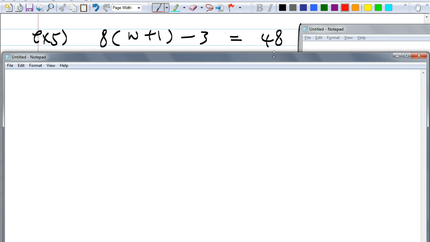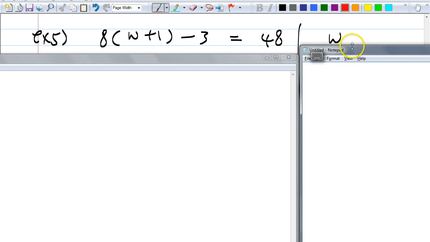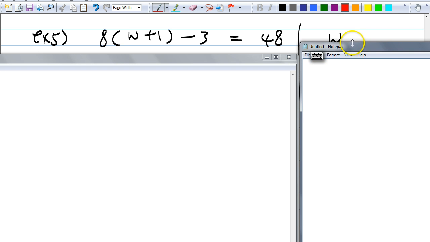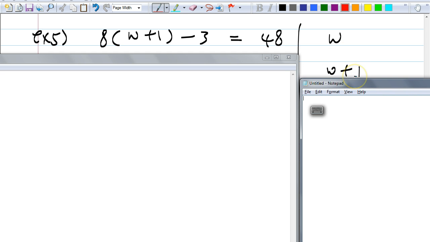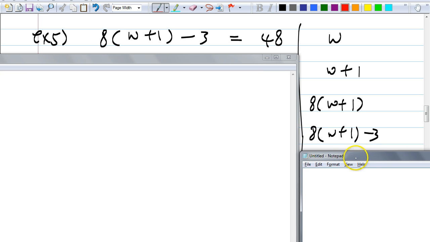Let's take a look at example 5. We got 8 times (w plus 1) minus 3 equals 48. So before we do this problem, let's think about what happened to w. We had w, right? What did they do to w first? You had w, they did what first? Added 1, right? Then what did they do to this? Multiply by 8, right? Then they subtracted 3.